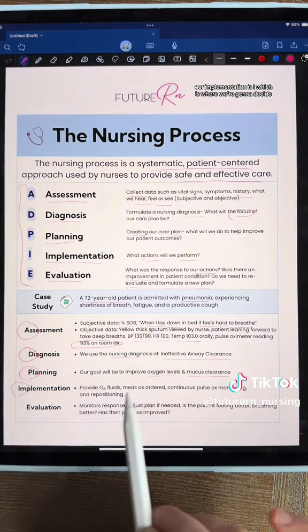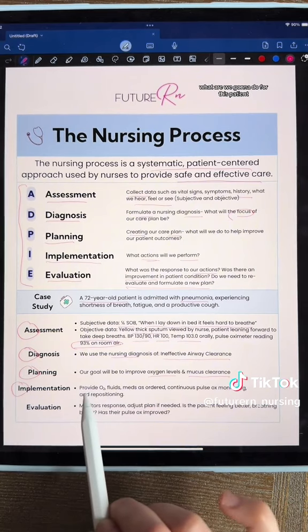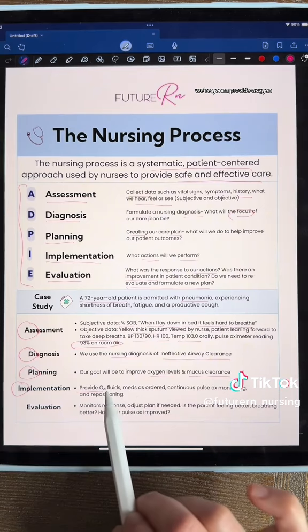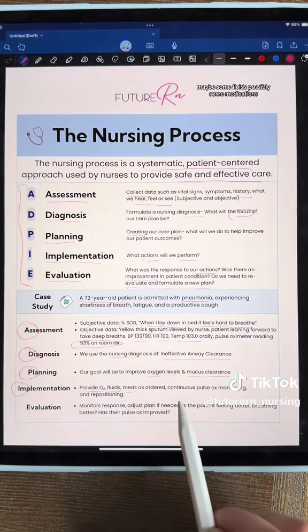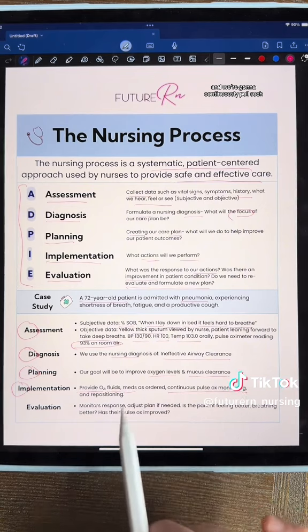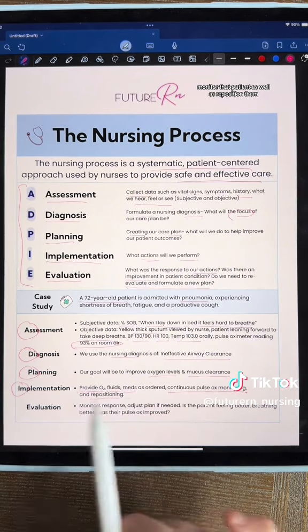Our implementation is I, which is where we're going to decide what are we going to do for this patient. We're going to provide oxygen, maybe some fluids, possibly some medications, and we're going to continuously pulse ox monitor that patient as well as reposition them.